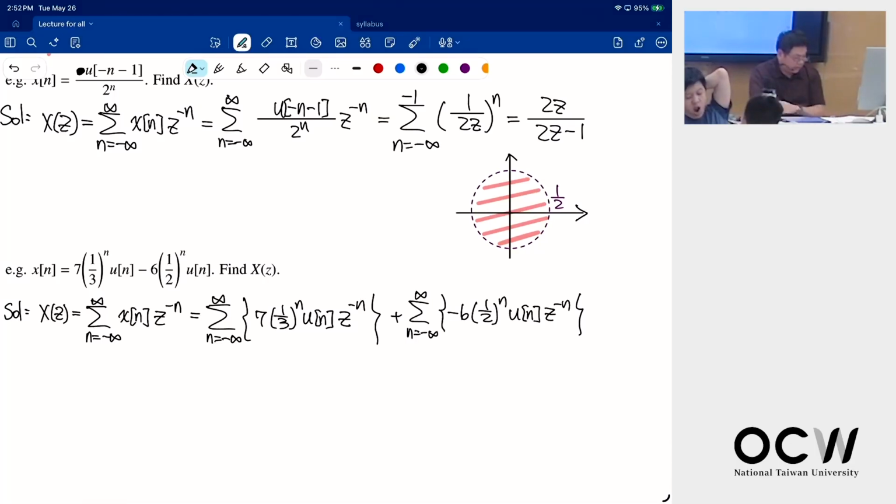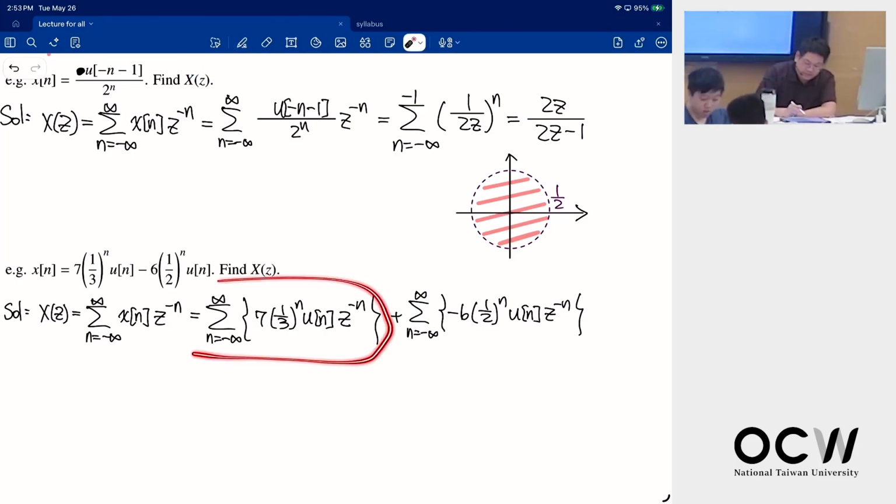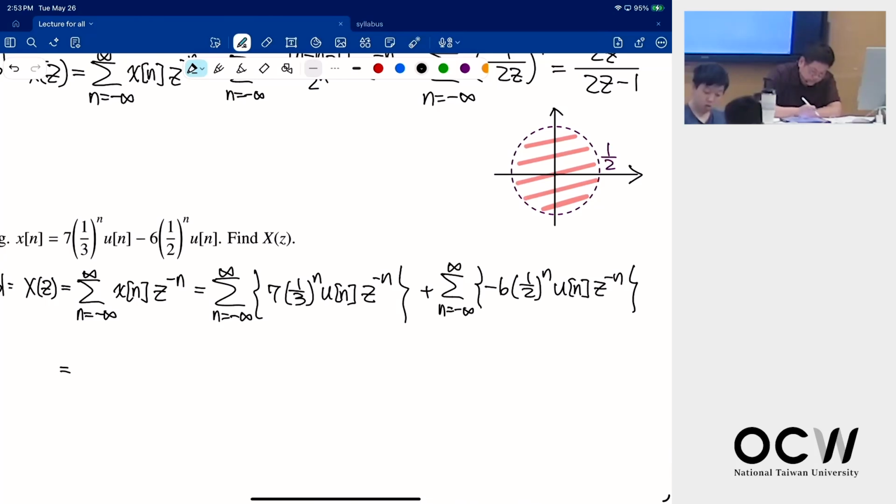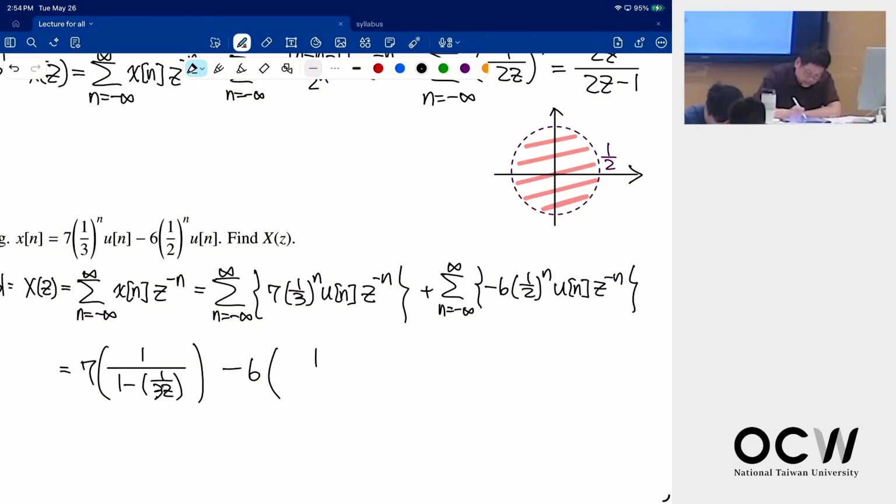Just tell me, what is the region of convergence for this part? So here we should get, we can put 7 outside, 1 over 1 minus 1 over 3z. And the second one, minus 6, 1 over 1 minus 1 over 2z.